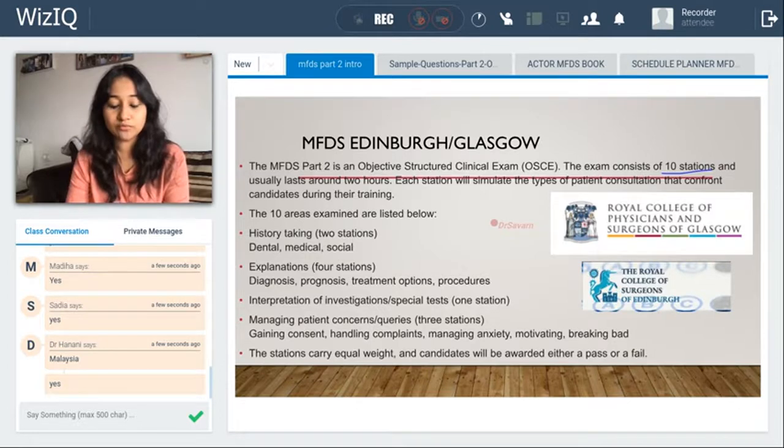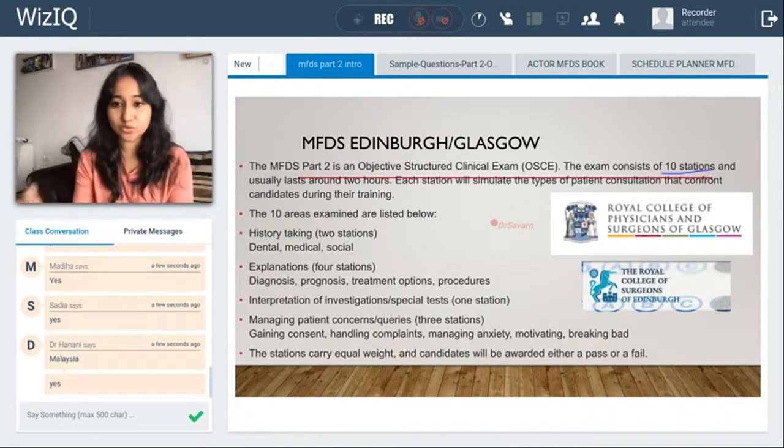Now let me tell you how the exam happens. As I was telling you, there will be these rooms and you'll have a placard stuck to the door. You would just be standing in front of the door, reading the scenario. You'll be having 2 minutes.